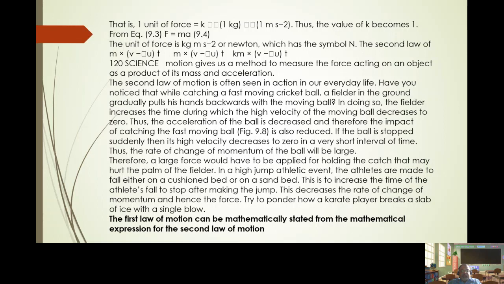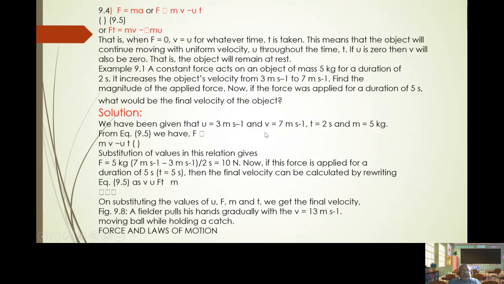The first law of motion can be mathematically stated from the mathematical expression for the second law of motion. F = ma, that is, when F is 0, v is equal to u for whatever time t is taken. This means that the object will continue moving with uniform velocity u through the time. If u is 0, then v will also be 0, that is, the object will remain at rest.